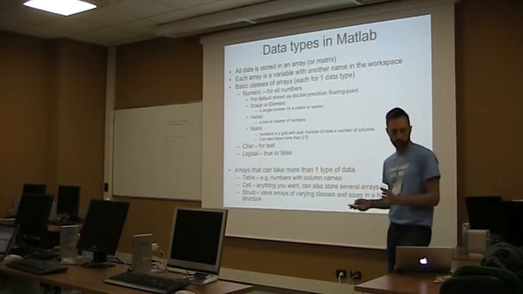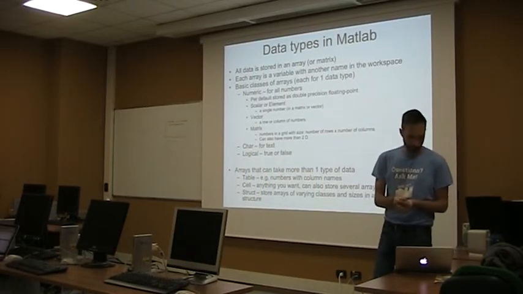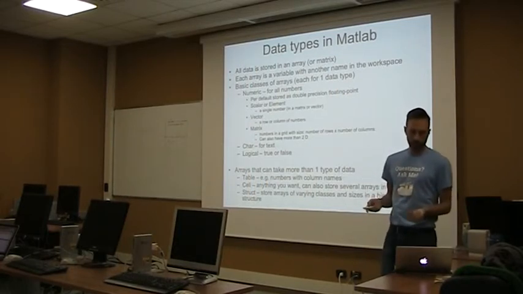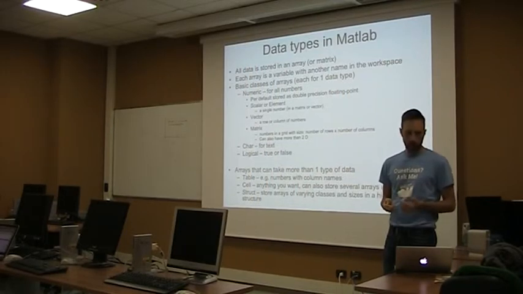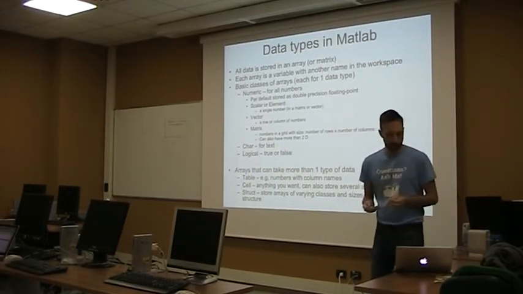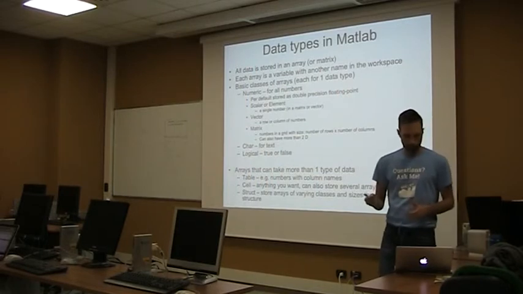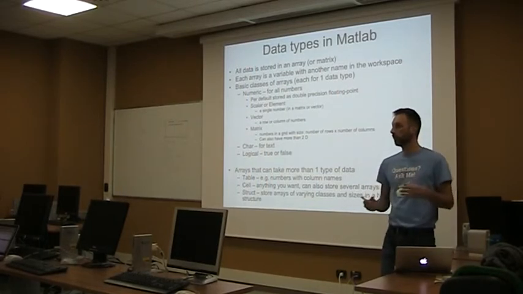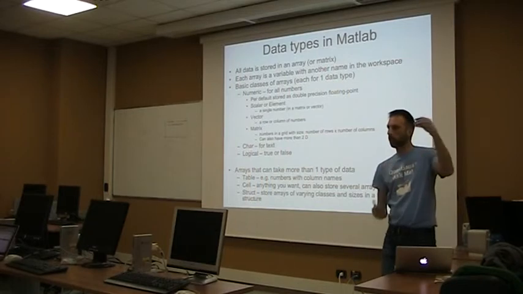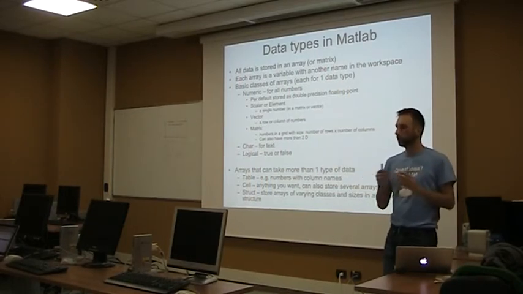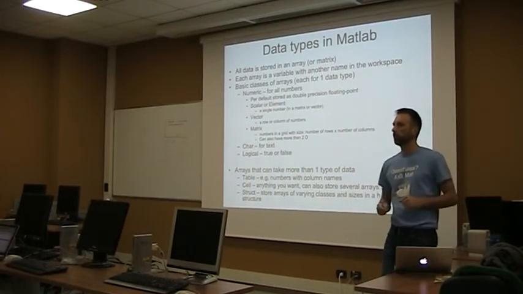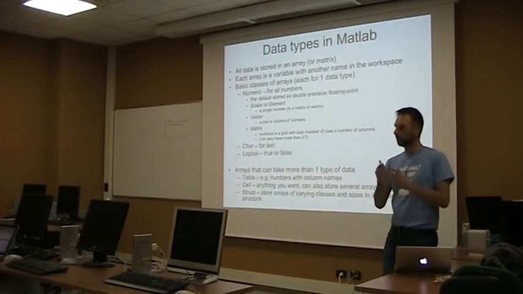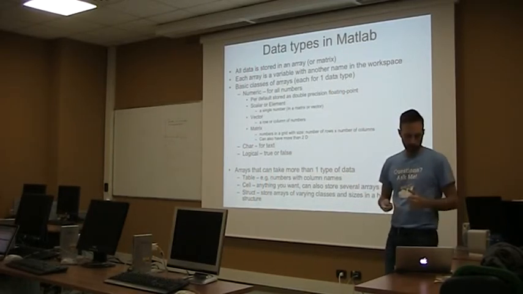You have, for example, numeric arrays. They can only take numbers. By default, they're stored as double precision floating points. We distinguish between a scalar or an element, which is basically a single number. A vector, which is, if you want, just a column or just a row of numbers, one after the other, and the matrix. A matrix, which I think you know, is, for example, a two-dimensional matrix of many lines and many columns, or it can be three-dimensional.